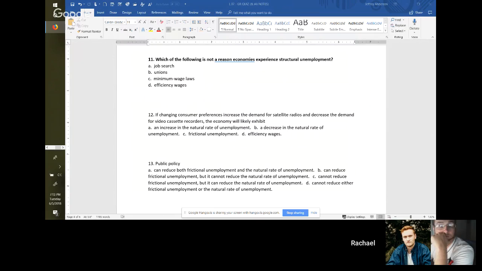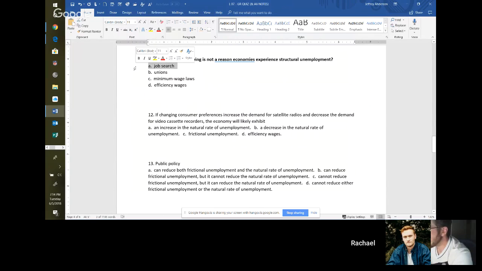So, it's asking about what does not cause or is not a reason? Structural unemployment, yeah. So since minimum wage laws cause frictional unemployment rather than structural, I don't think minimum wage laws, or I think minimum wage laws is, wait. I think it's job search and cause unemployment. I don't know. I give up on this question.